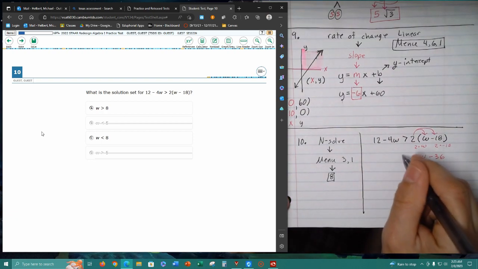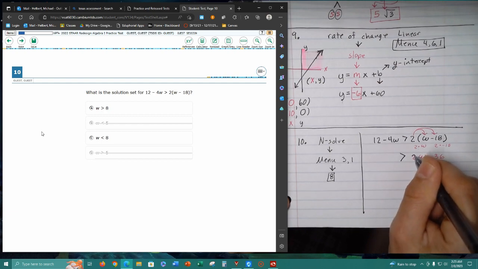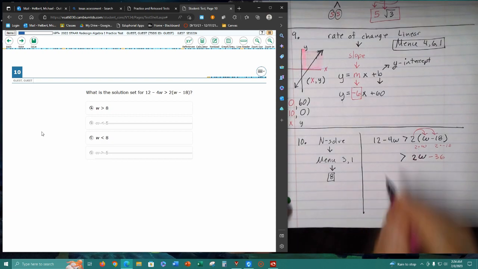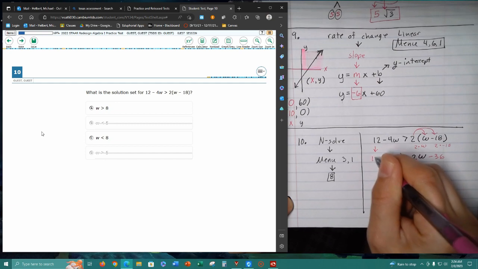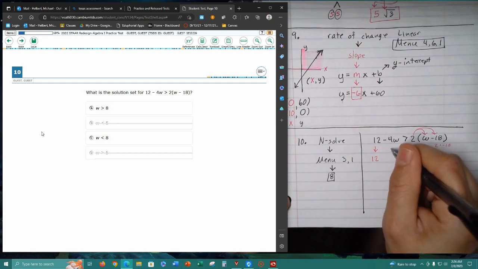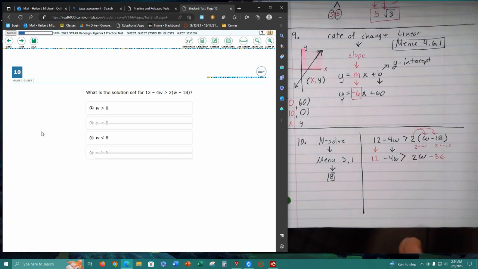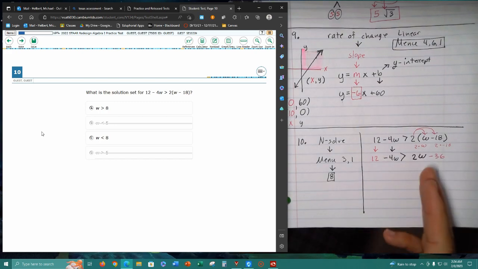I'm going to go ahead and bring down my symbol, and I'm going to change the variable to black, just so I can keep the constant and the variable written as different colors. I'm going to bring down my 12, and I'm going to bring down my negative 4w. So our goal, when we're doing a problem like this, is to get the variables on the left and a constant on the right.